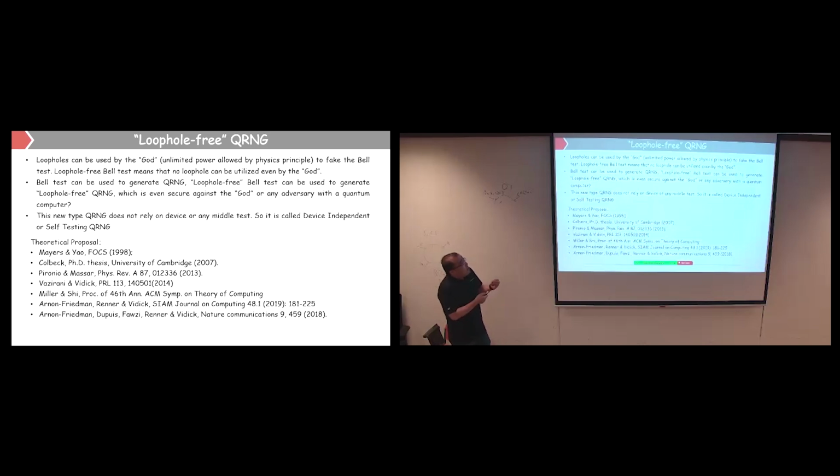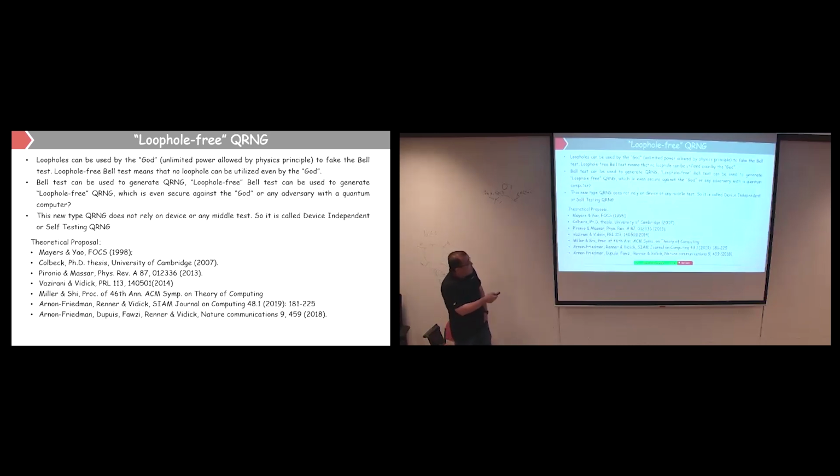So the Bell test can be used to generate QRNG. The loophole-free Bell test can be used to generate a loophole-free QRNG. We call this device-independent QRNG. This original idea was first provided by Mayers and Yao.